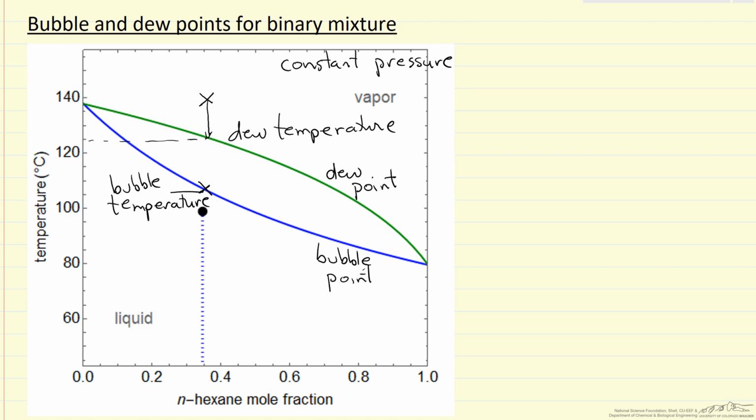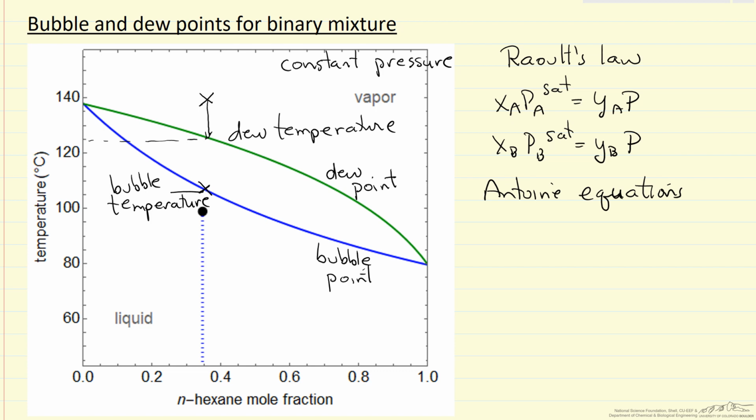And these two lines are just the results of Raoult's law. Let me write that down. The mole fraction in the liquid phase times the saturation pressure equals the mole fraction in the vapor phase times the pressure. That's for component A. A similar equation applies for component B.